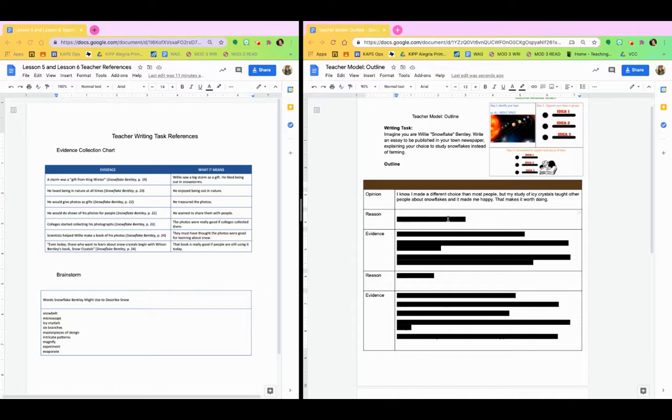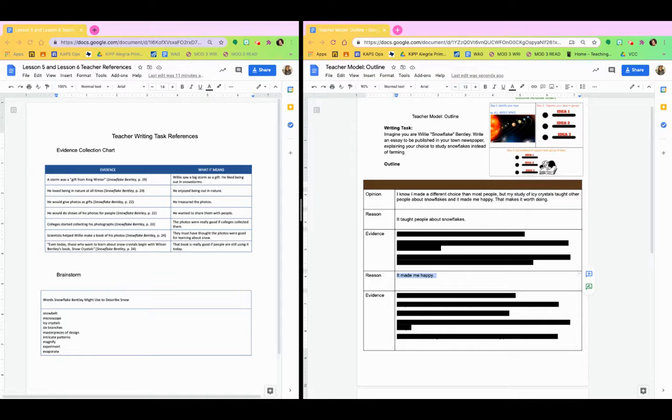So here is my outline. Reason 1, it taught people about snowflakes. And then reason 2, it made me happy. Now on to step 3. Now I need to provide evidence to support my reasons.